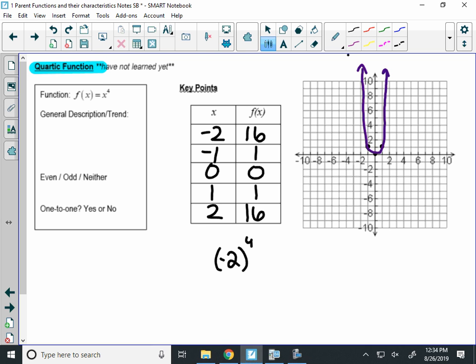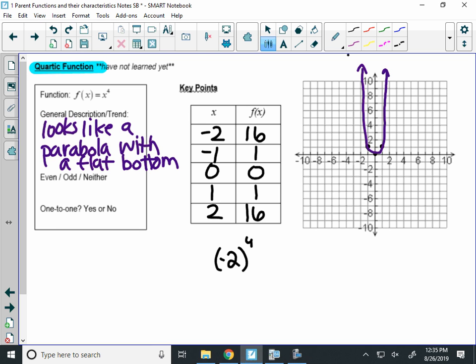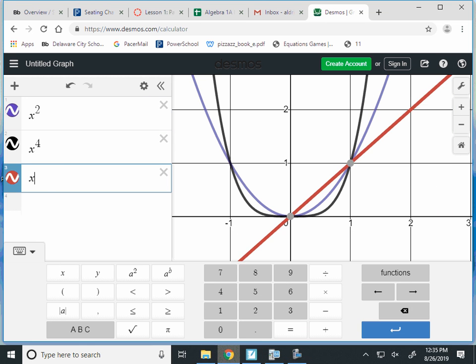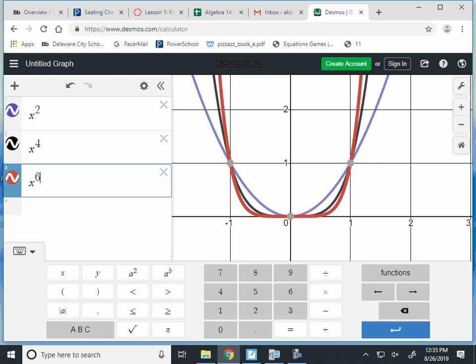All right, so when we do a description, we'll say it looks like a parabola with a flat bottom. Just a little bit different. And actually, just for fun to show you, if you were to graph x to the 6th, that red graph, see how it even gets flatter than x to the 4th? So as your power goes up, the base of that parabola gets flatter and flatter.